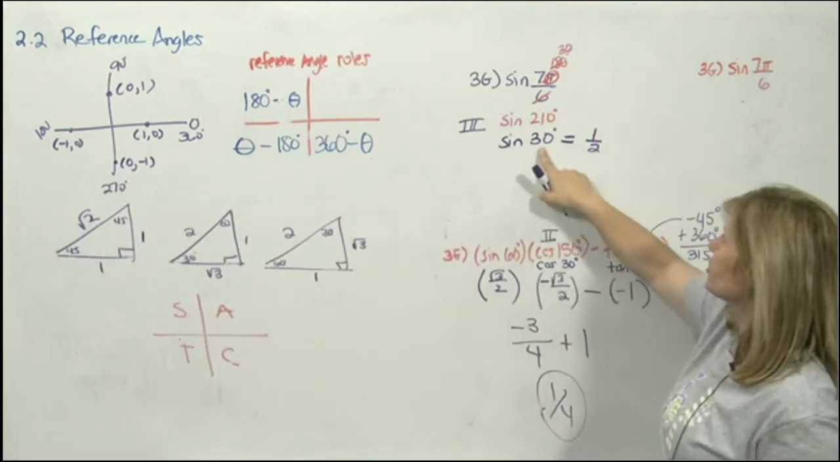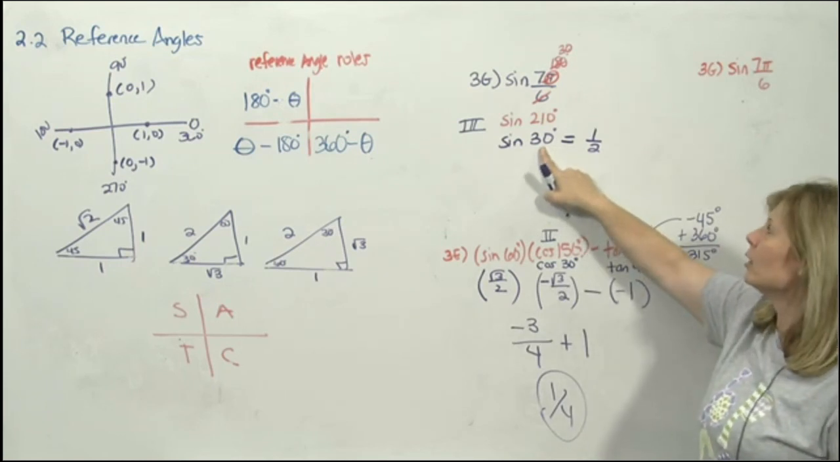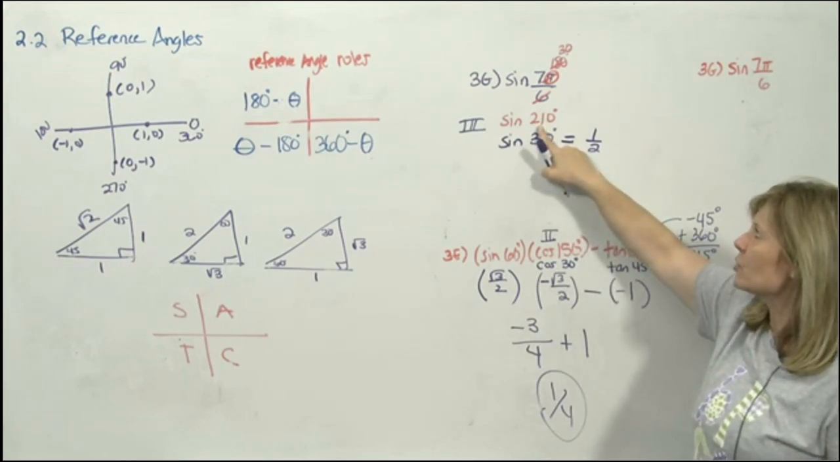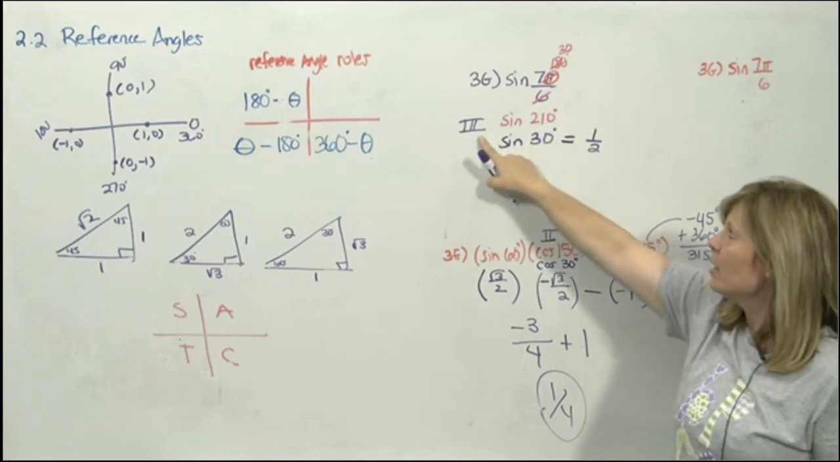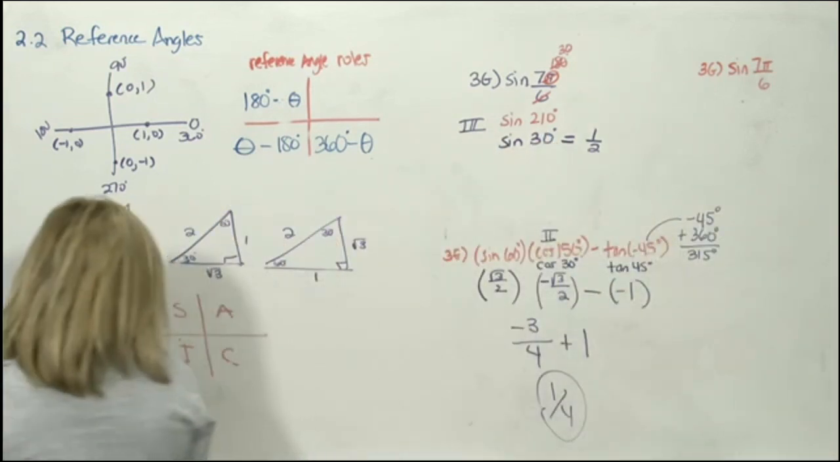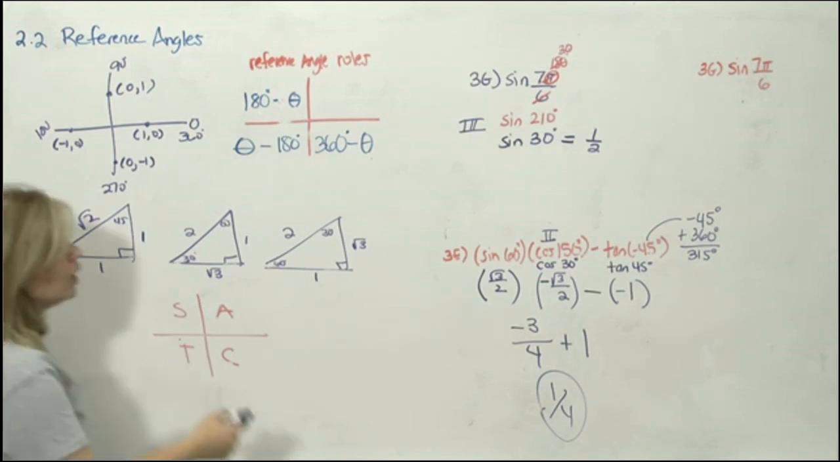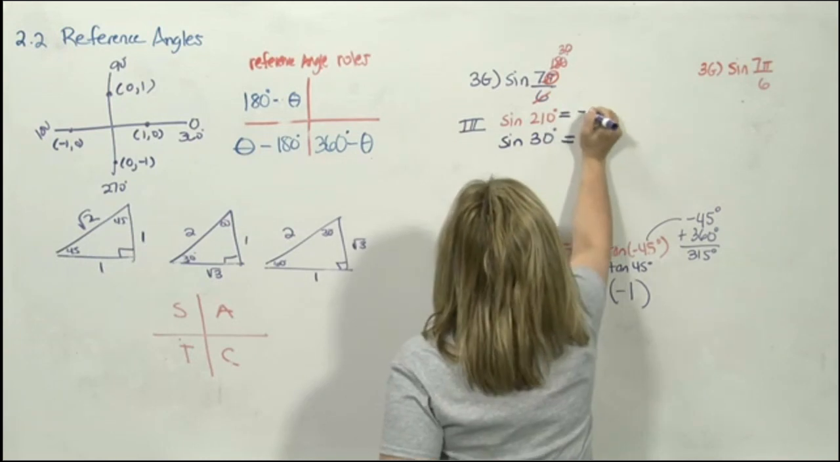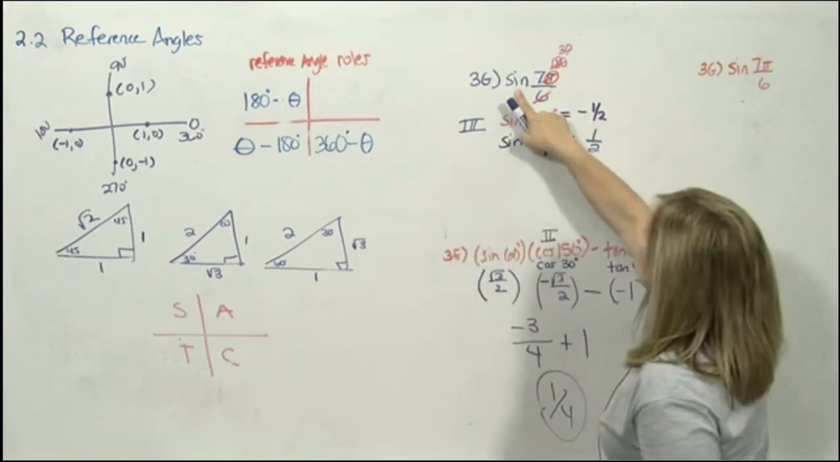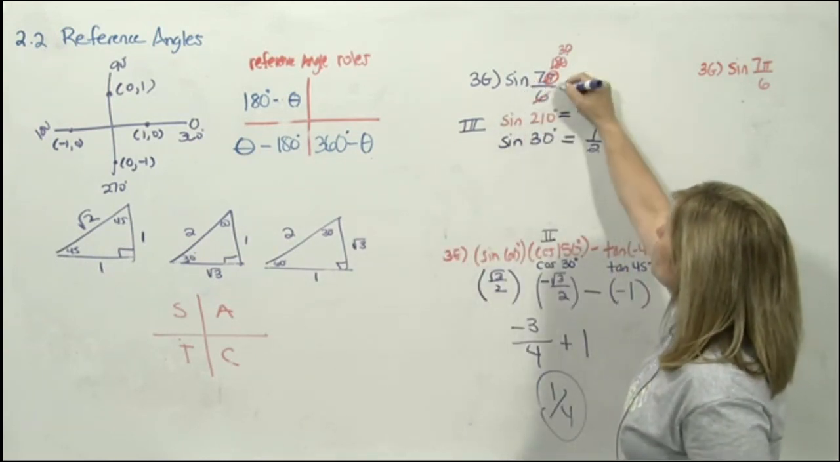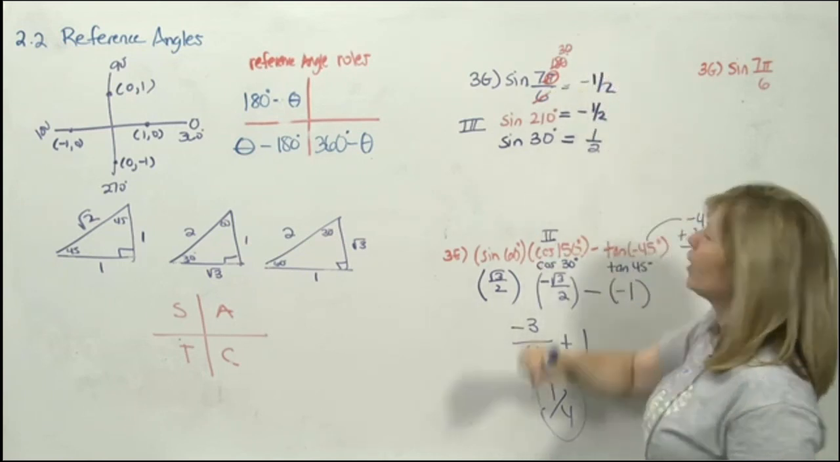But I didn't want the sine of 30 degrees. The original angle was 210 degrees. What quadrant were we in? The third. Is the answer going to be positive or negative? In the third quadrant, tangent is positive, which means this answer is negative. So the sine of 7 pi over 6 is negative 1/2.